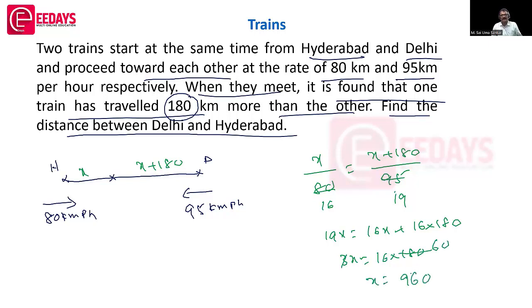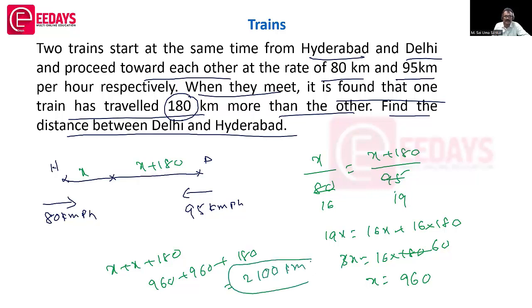960. Now, what is the distance from Delhi to Hyderabad? That is x plus 180 or not. So 960 plus 960 plus 180. So how to solve? Here 40 less, here 40 less, here 180 more. So just add this 80, split this 80 into 2 parts. అప్పుడు ఏమవుతుంది? 1000 plus 1000, 2000 plus 100, 2100 kilometers which is required answer.